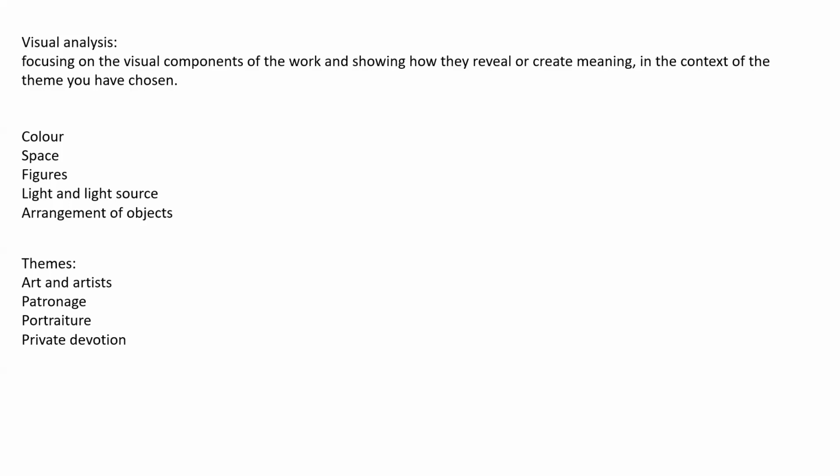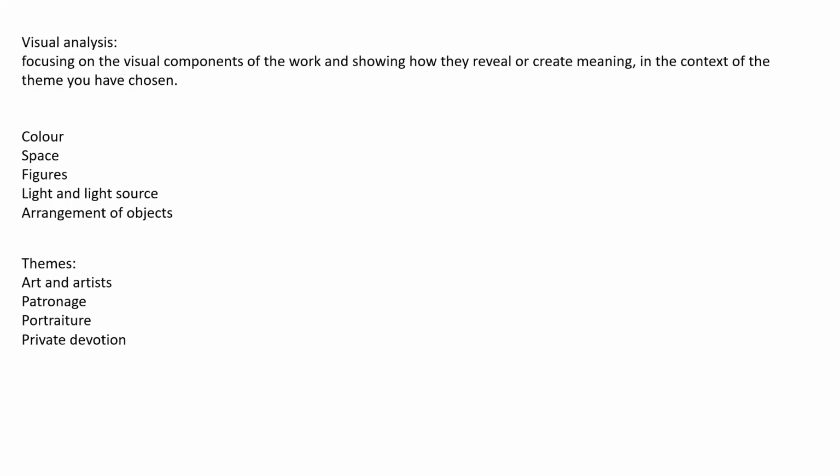The 4 themes we've looked at so far: art and artists in week 1, patronage in week 2, portraiture in week 3, and then this week we're on private devotion. So you need to choose a painting or a work of art and think about one of those 4 themes. And one of the key things to do, as I think I said in the notes that I sent around, is to make sure that it's a suitable painting, that you've got something that you can talk about in terms of one of those themes, and that it's got enough in it that you can write a short essay on it.